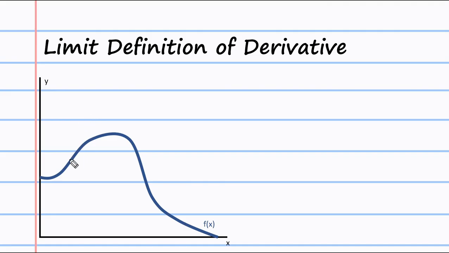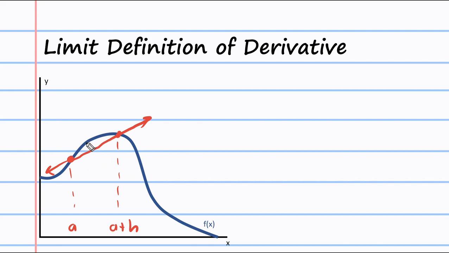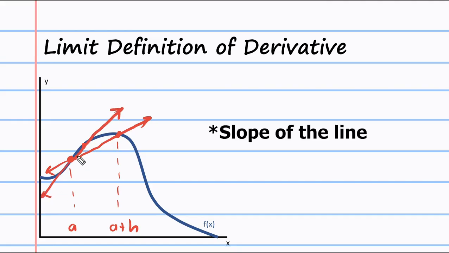Well, what we do is we first start with the slope of the secant line. We know how to calculate that, right? Let's say this is a, and then let's say this is a plus h, right? And you want to find the slope of the line at x equals a. Then we could first find the slope of the secant line and see how it behaves as we close this gap, all right? Because the tighter this gap becomes, the more accurate our approximation of the slope of the line becomes, right?